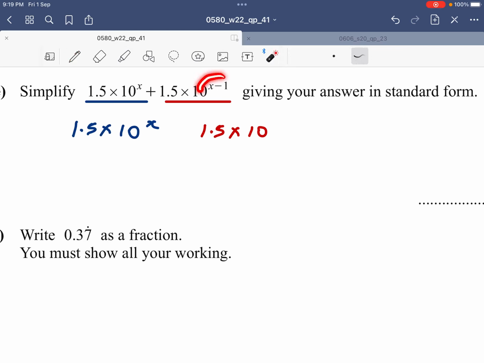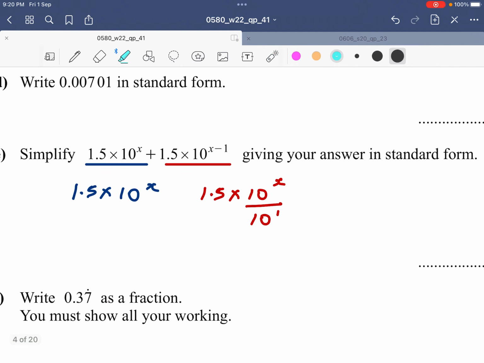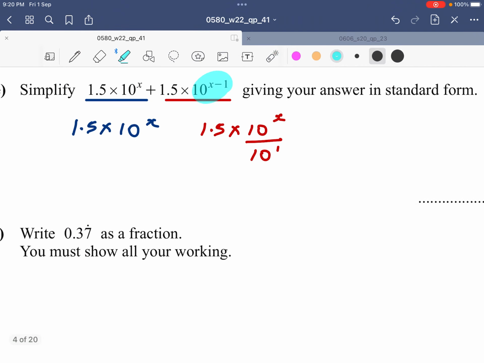So remember the law of indices, x minus 1. When there's a minus on the power, it means divide, right? It means 10 to the power of x divided by 10 to the power of 1. Am I right? Yeah. So I have changed this format into this. So far so good? I've changed the way I write it.